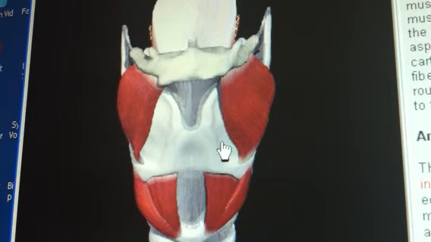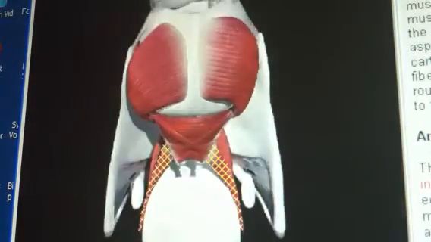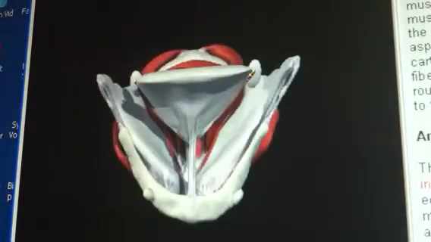All right, the CT muscle has two bellies, pars recta and pars oblique. Pars recta and pars oblique. Pars recta means straight. Pars oblique means at an angle.